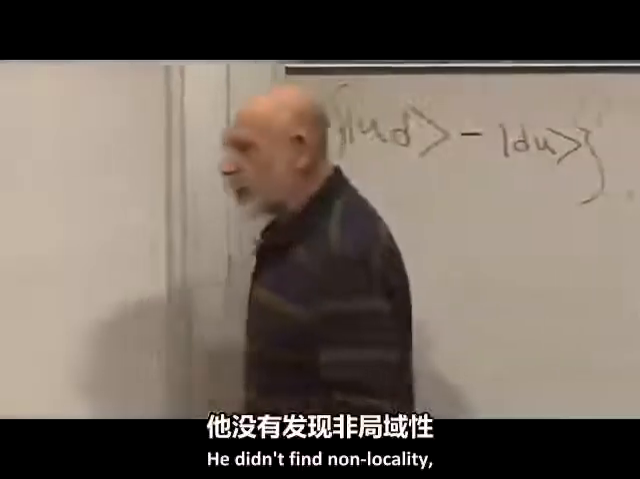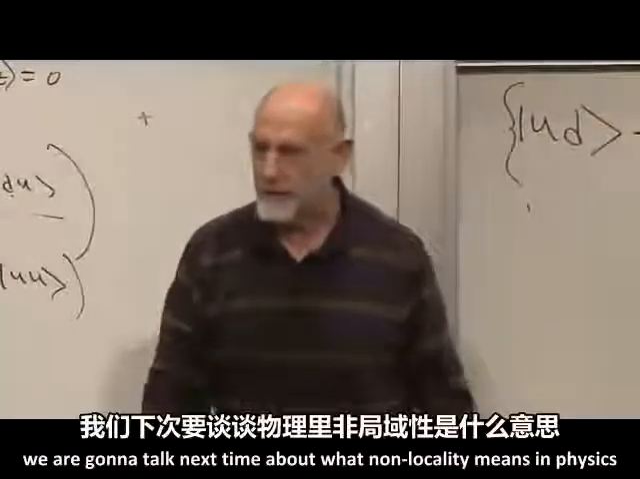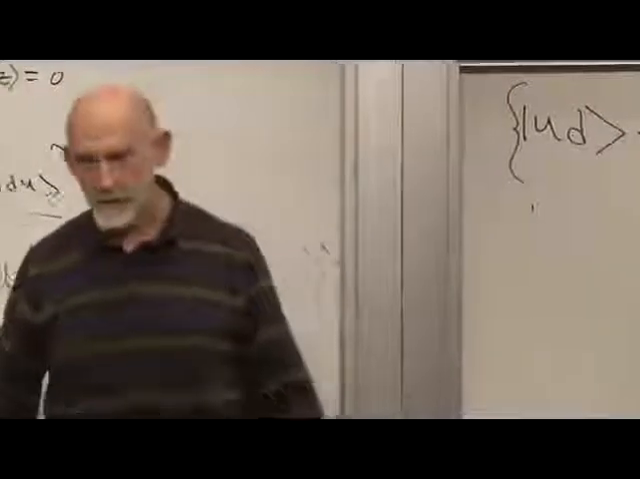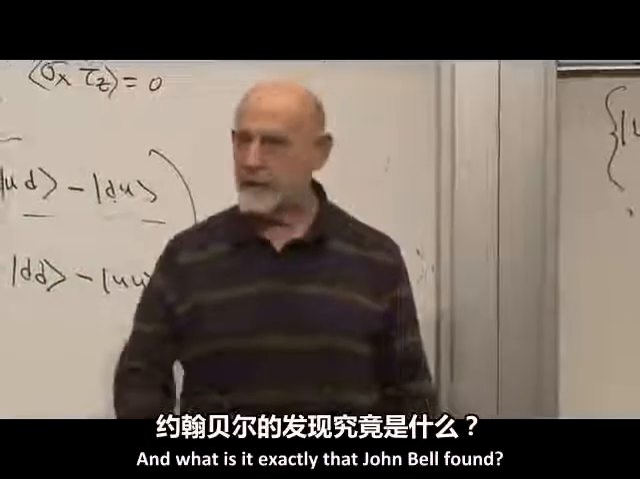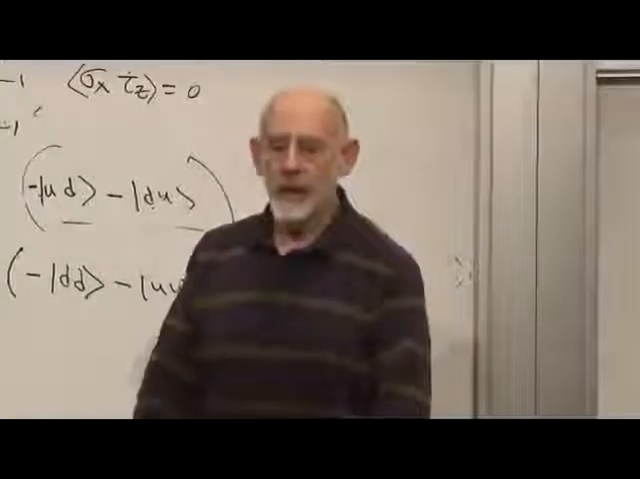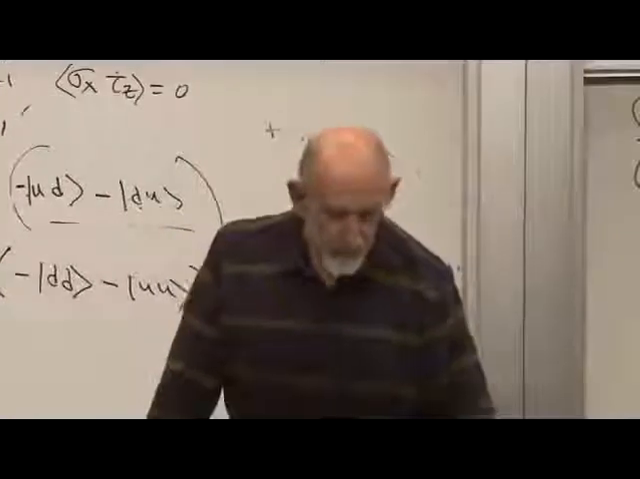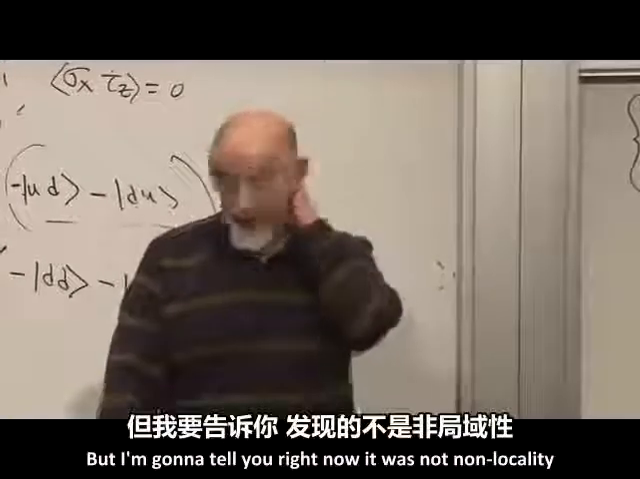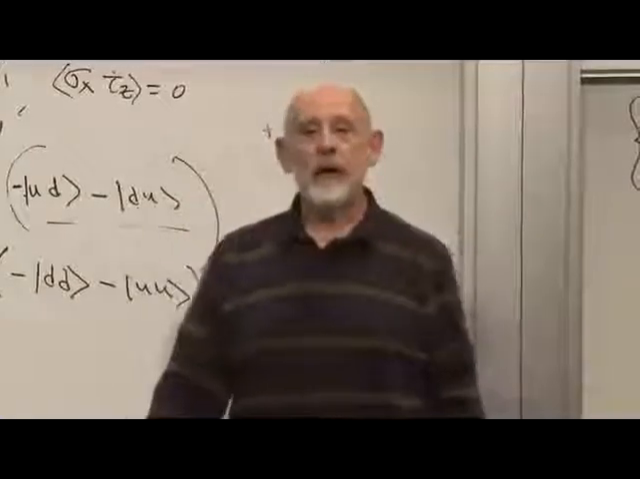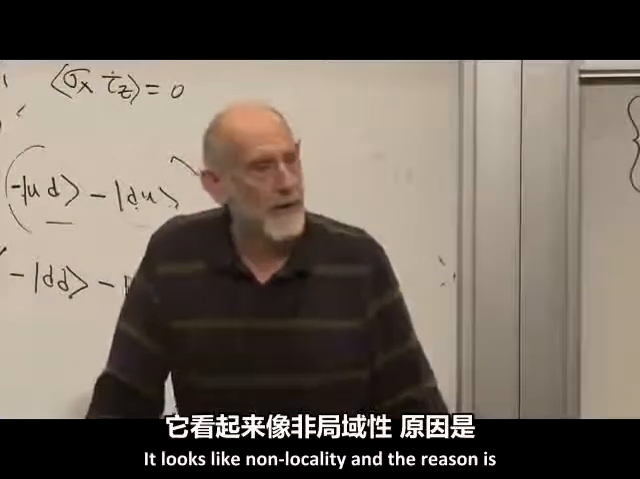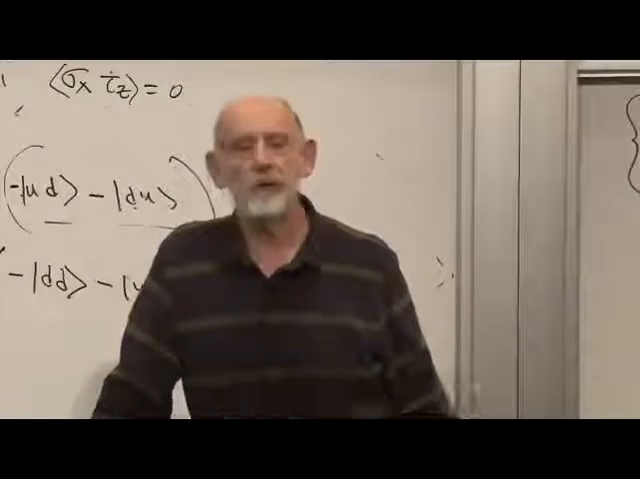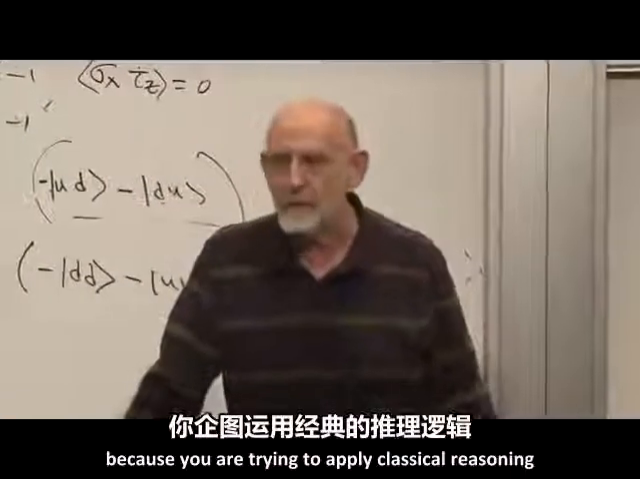He didn't find non-locality, and we're going to talk next time about what non-locality means in physics and what it was exactly that John Bell found. But I'm going to tell you right now, it was not non-locality. It looks like non-locality, and the reason is because you're trying to apply classical reasoning.